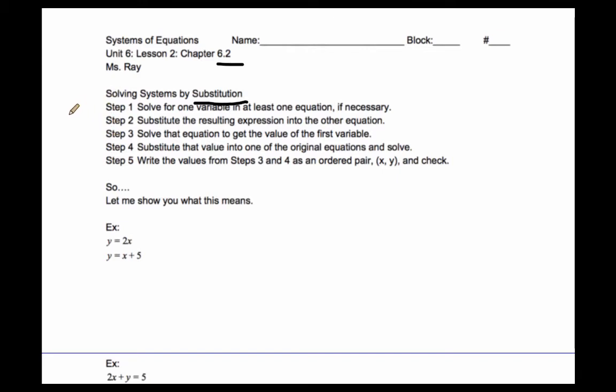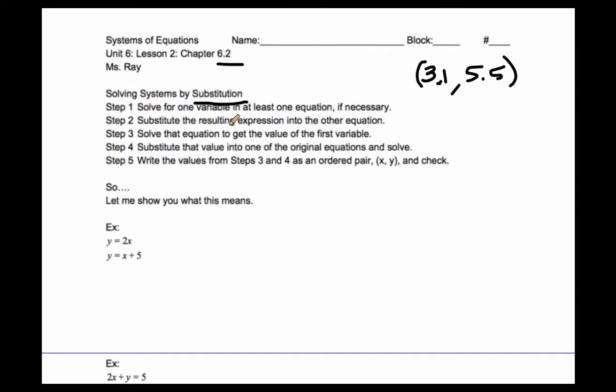So remember last lesson we learned how to graph them, and that works great in a lot of scenarios, but a lot of times the solution may not be a whole number. So your solution could be 3.1 comma 5.5. Okay, that's going to be hard to identify by graphing. But if we substitute, we can actually find the numerical answer very easily.